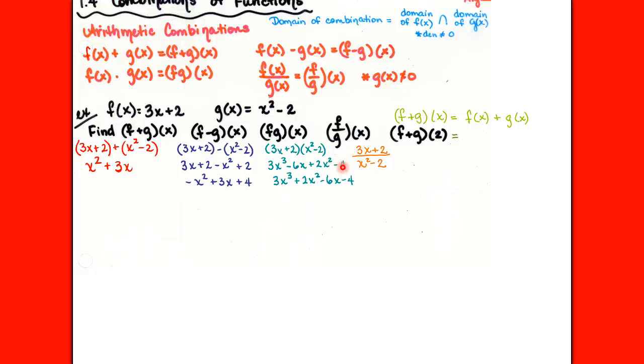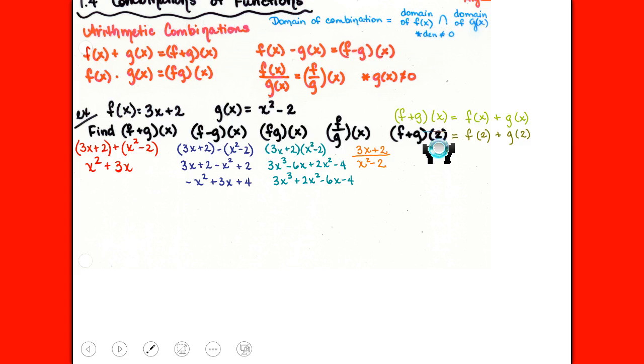So not only could they ask me to do the sum, difference, product, and quotient of the functions in terms of x, but they might also ask me to find it in terms of a numerical value. Like they give me f plus g of 2, all right? If f plus g of x means f of x plus g of x, then for f plus g of 2, I'm just going to put 2 in the place of x. So I'm just going to find f of 2 and g of 2. So let's start with f of 2.